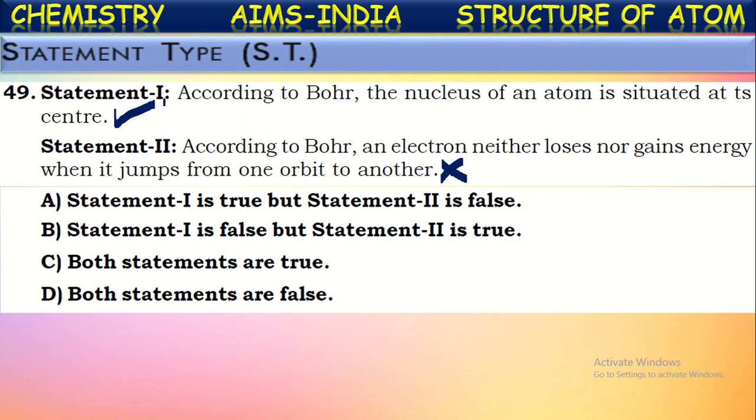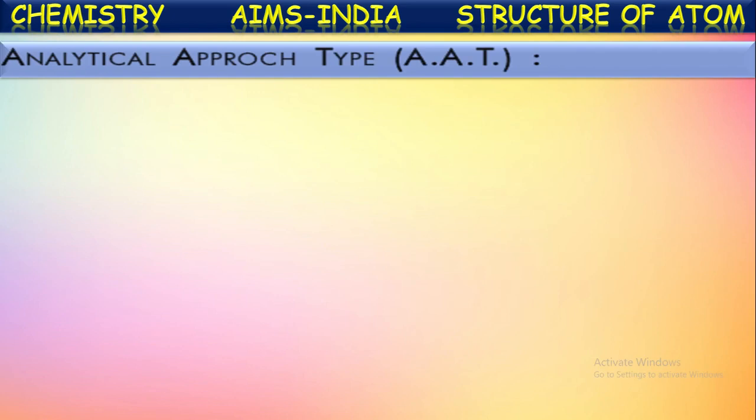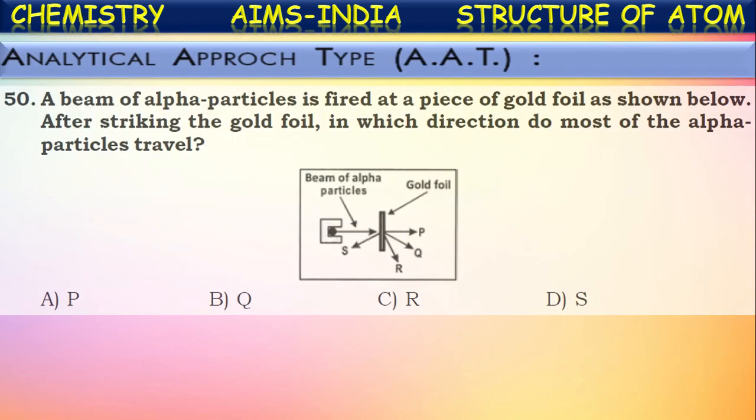So here statement 1 is true, whereas statement 2 is false. What will be the correct answer now? This. Okay. Next, analytical approach type questions. See the first one among these. A beam of alpha particles is fired at a piece of gold foil as shown below. After striking the gold foil, in which direction do most of the alpha particles travel?